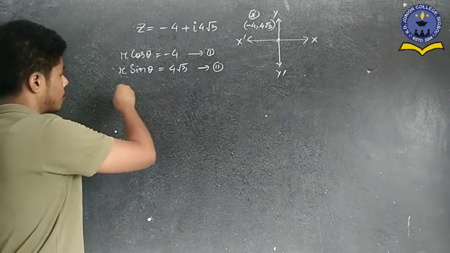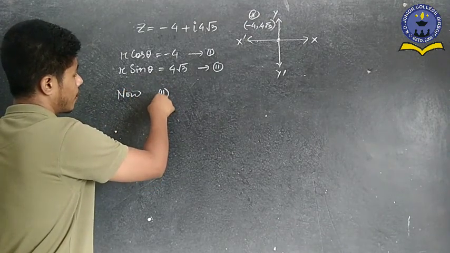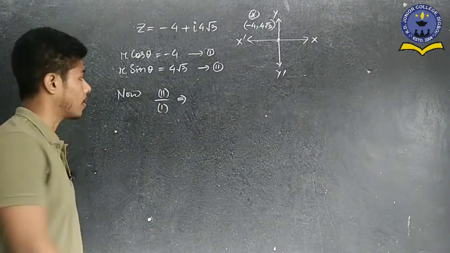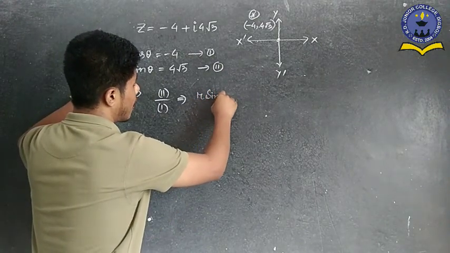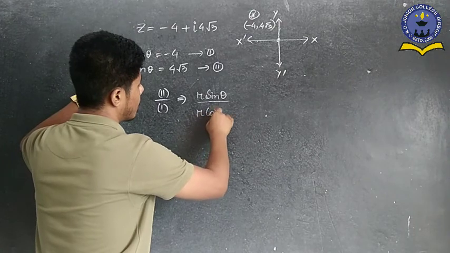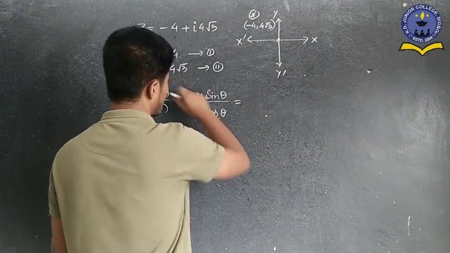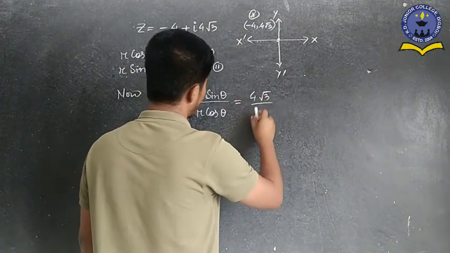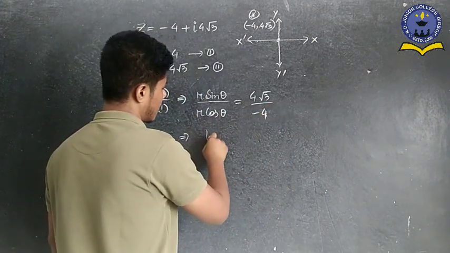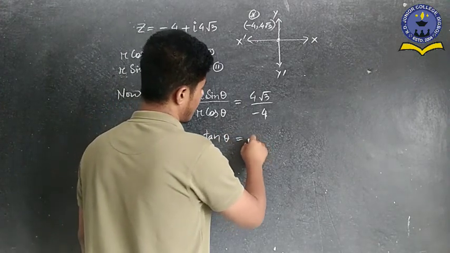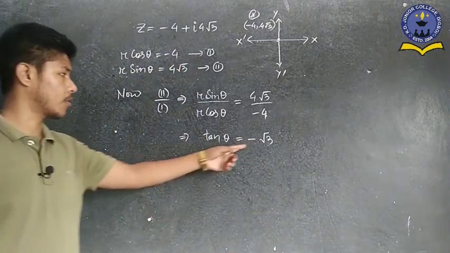One of the easiest ways is to divide. In our earlier question also we have done this. So equation number 2 divided by equation number 1: r sin theta divided by r cos theta equals 4 root 3 divided by -4. The r cancels, sin theta by cos theta means tan theta, equals -4 cancel, minus root 3. So we get minus root 3.